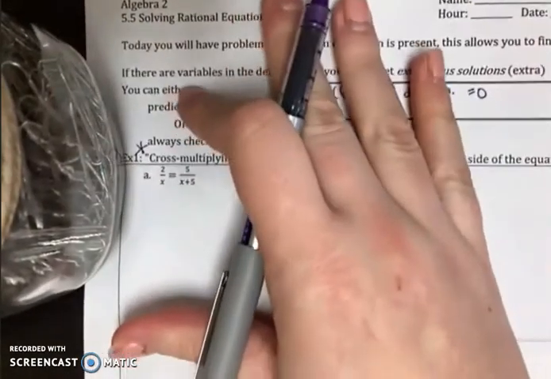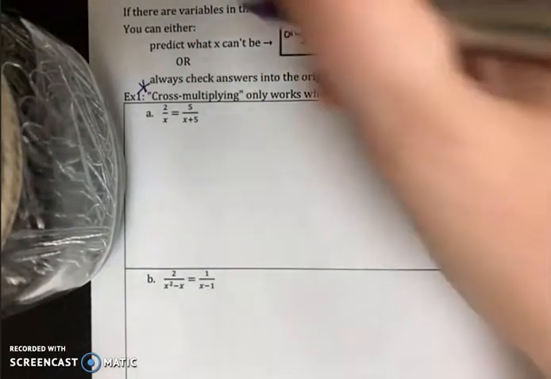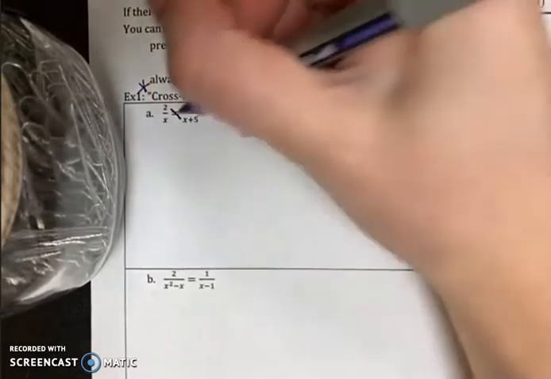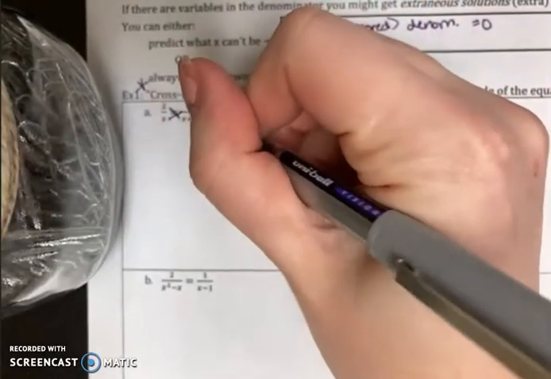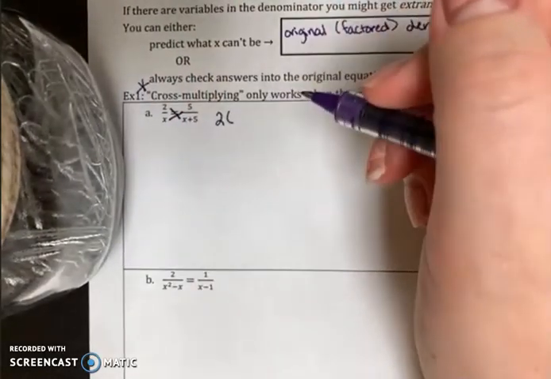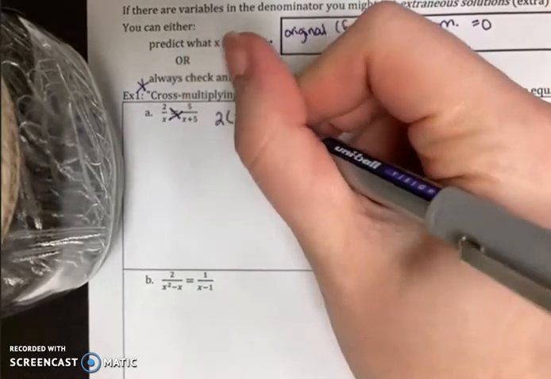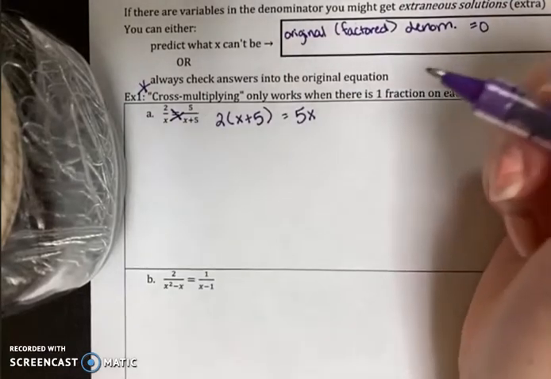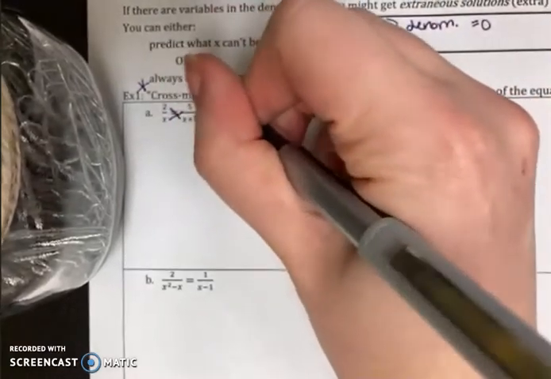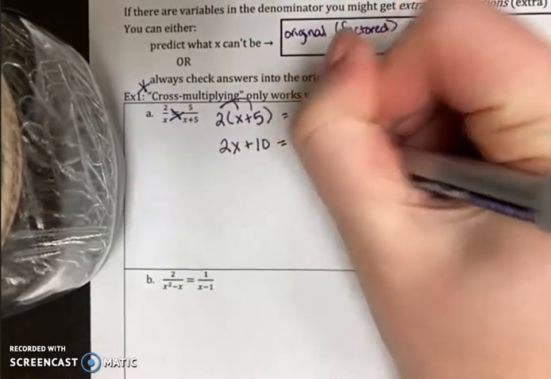Remember, when you cross multiply, we multiply the diagonals. So 2 times x plus 5, x times 5. I'm just going to rewrite it so we can see how it looks. It's 2 times the entire expression x plus 5. So that 2 is going to end up going to both the x and the 5. And then I have 5 times x on the other side. I'm going to go ahead and distribute the 2 like I was talking about. So it's 2x plus 10 equals 5x.